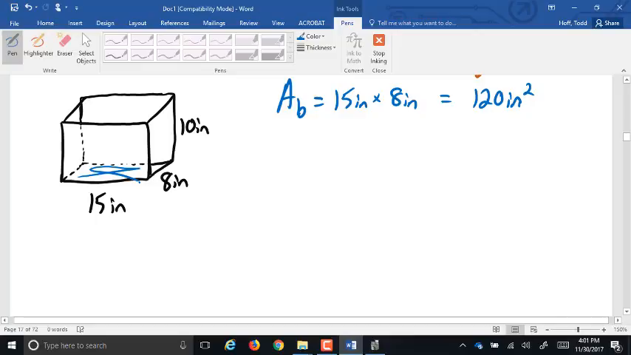Now remember we said area of the base or bases. Does this have more than one base? Yeah, there's a top to it. So there's a second base that's also 120 inches squared.